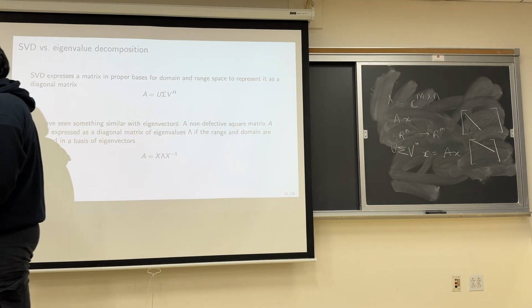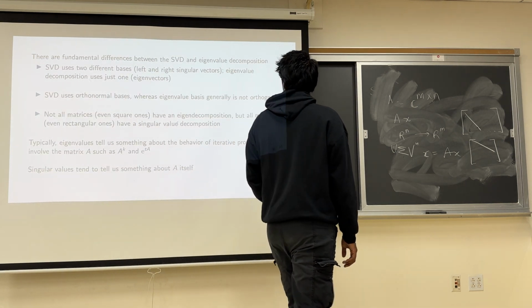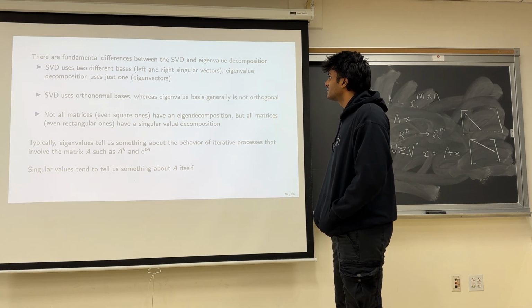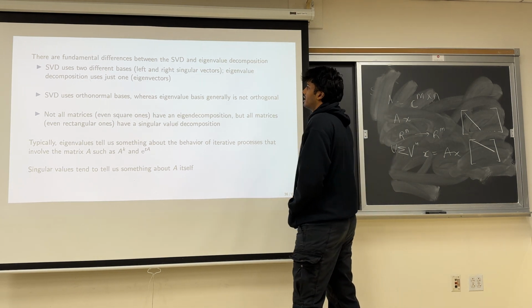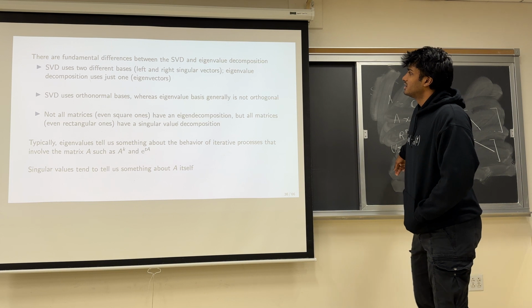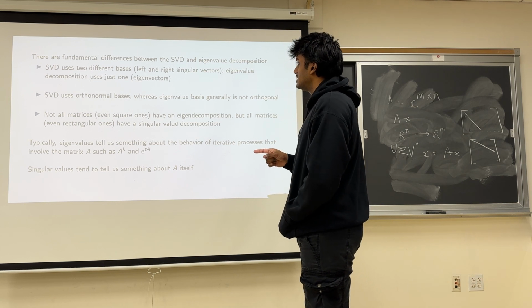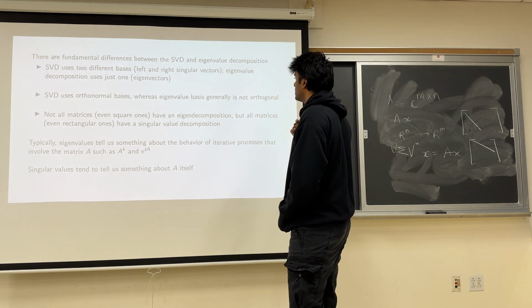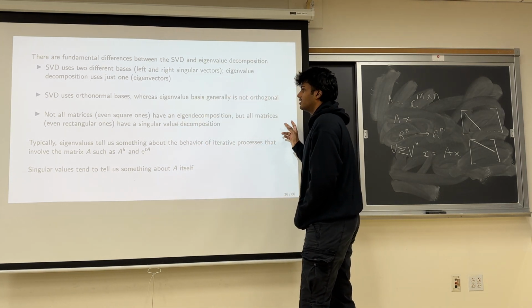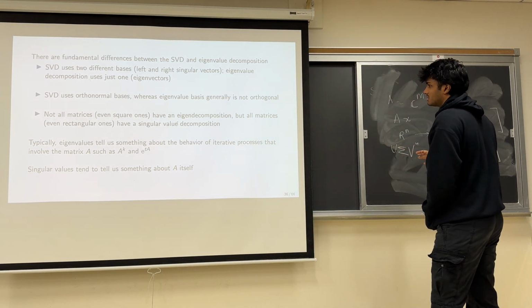Okay. So what about this? There are fundamental differences between the SVD and eigenvalue decomposition. SVD uses two different bases, the left and right singular vectors; the U and V are different bases. Eigenvalue decomposition uses just one eigenvector basis, that is just the X. SVD uses an orthonormal basis, whereas the eigenvector basis generally may not be orthonormal. Not all matrices have an eigenvalue decomposition, but all matrices have a singular value decomposition. Every matrix has an SVD. Not every matrix can be eigendecomposed.